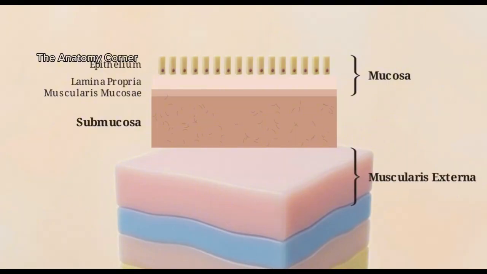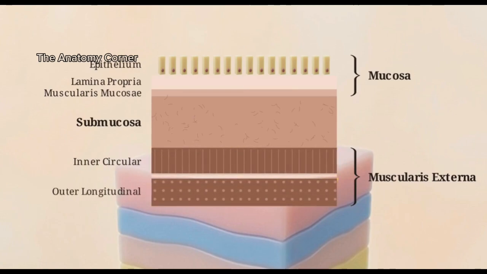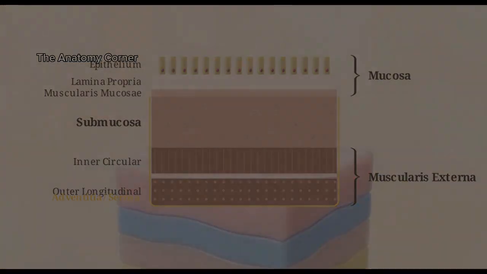Surrounding this is the third layer, the muscularis externa. By default, it consists of 2 muscle orientations, an inner circular layer and an outer longitudinal layer. The structure is completed by the outermost boundary, the adventitia, or the serosa if the organ is invested by the peritoneum. This architecture is controlled by the enteric nervous system.